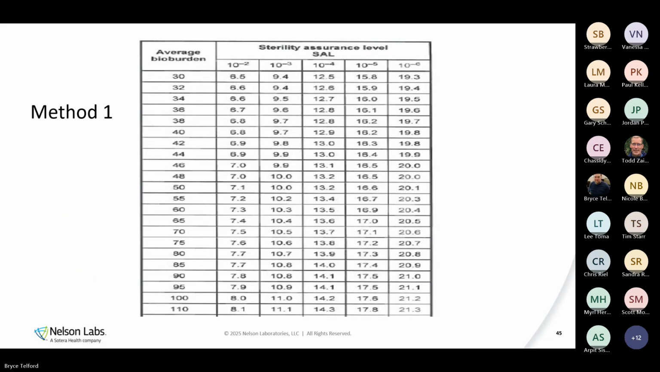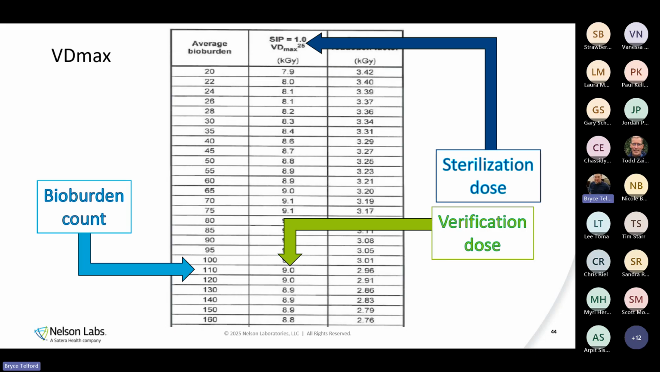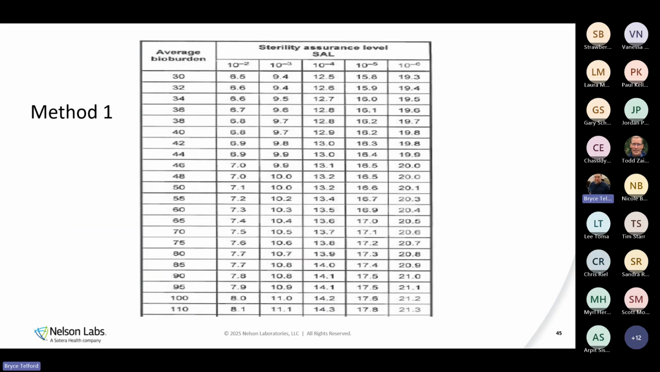So let's do the same thing for method 1. In this case, you'll notice that we have separate columns. So we have 10 to the minus 2, 3, 4, 5, and 6. So this is one of the advantages of method 1, is we are able to use some of those alternative sterility assurance levels if we need to. VDmax 25 for our previous example, 10 to the minus 6 is your sterility assurance level. There is no other alternative sterility assurance levels. Method 1 gives us our alternative sterility assurance levels.